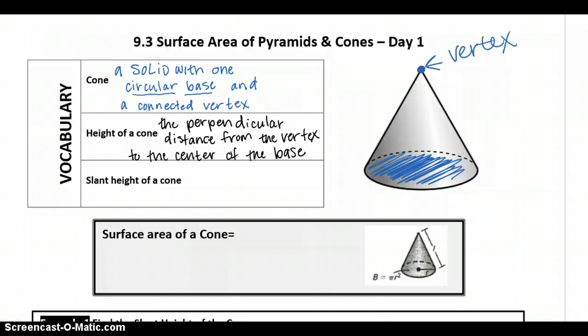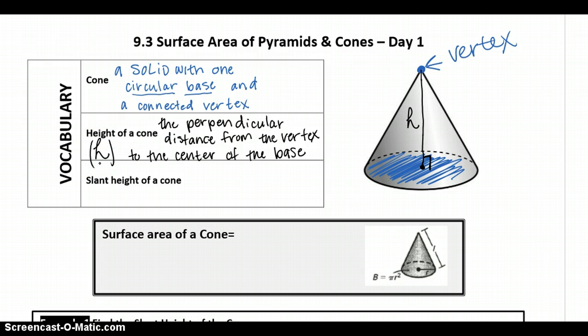Next, we have the height of a cone. The height is the perpendicular distance from the vertex to the center of the base. So if you look at our picture, we start at the vertex and draw a line going down to the center of our base, to the center of the circle. And since this is perpendicular, we know it makes a right angle with the base. So this is our height. We represent height with the letter H.